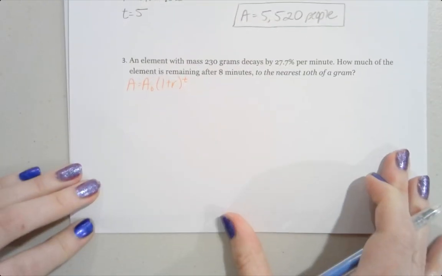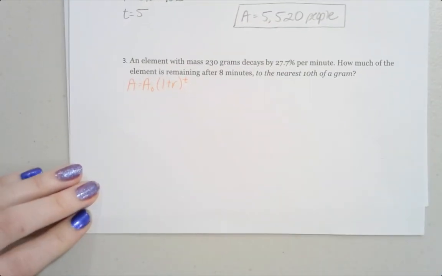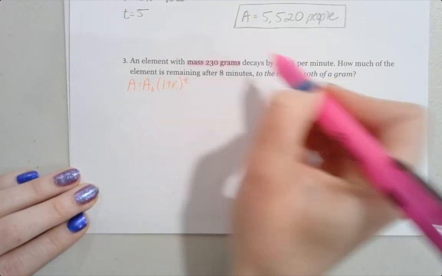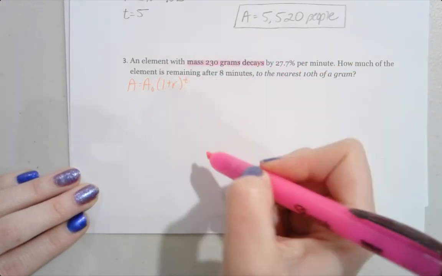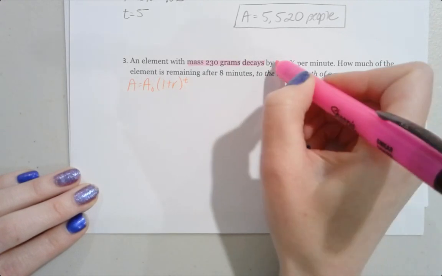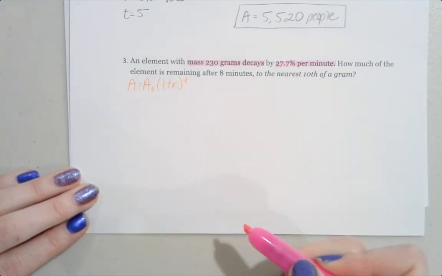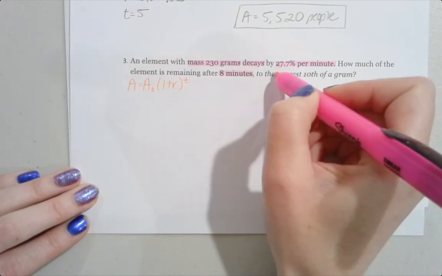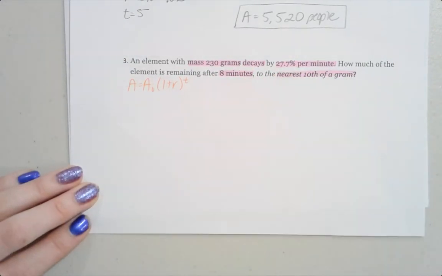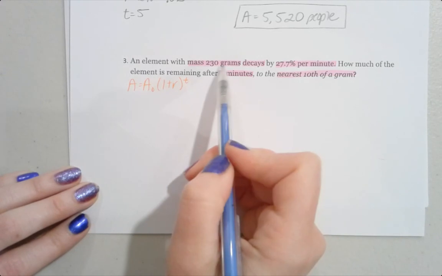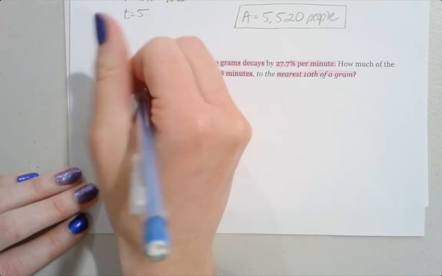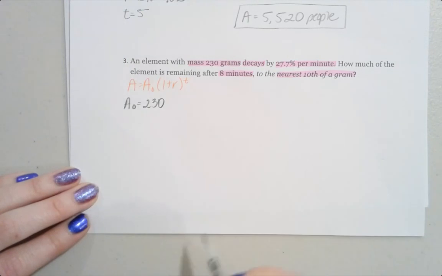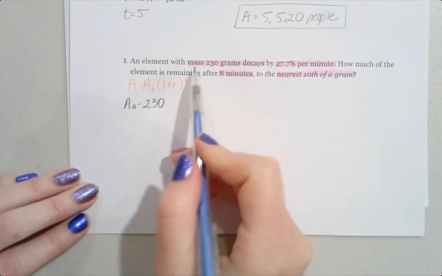All right, last example. So we've got an element that has a mass of 230 grams. It is decaying. All right, so I've got to switch it up this time by 27.7% every minute. How much of this element is remaining after 8 minutes? We're going to round to the nearest tenth of a gram. All right, so let's list out everything we have. 230 is the initial amount of this radioactive substance that I have, this element, sorry, that I have.